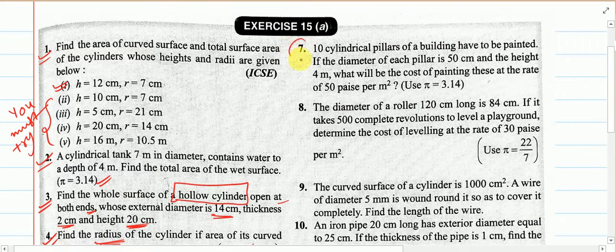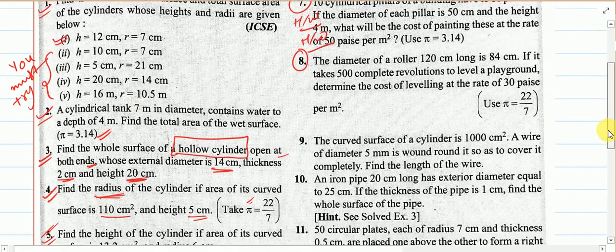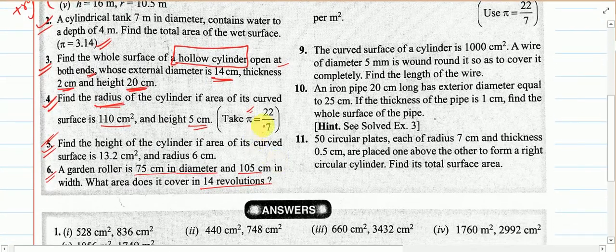Now question number 7 and 8, homework. Okay, try by yourself. Now we straight go to question 11.